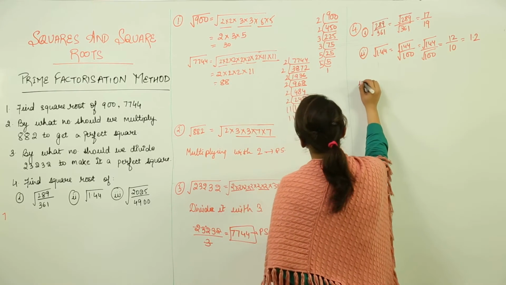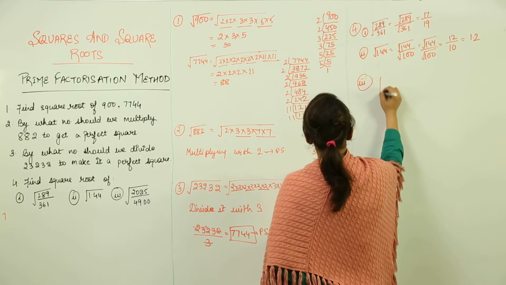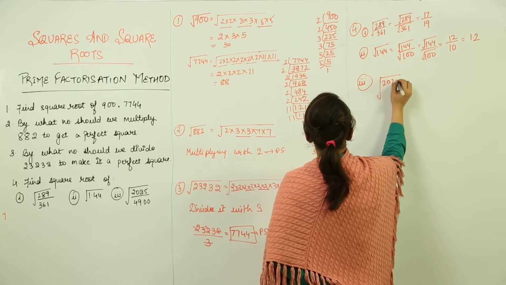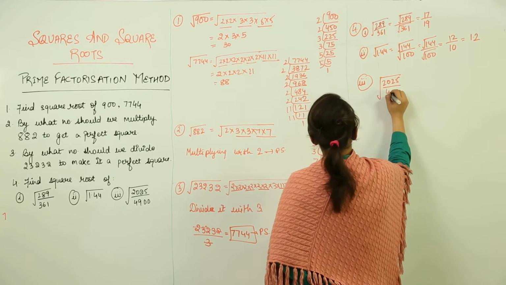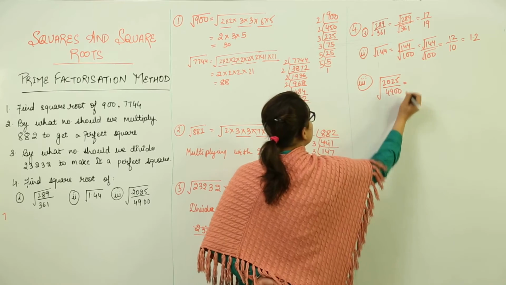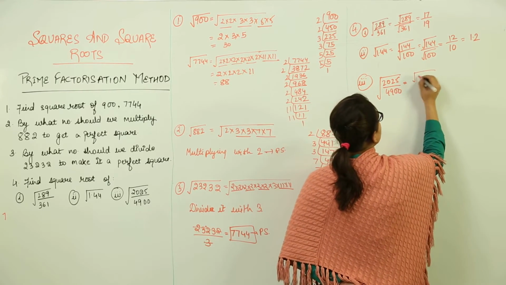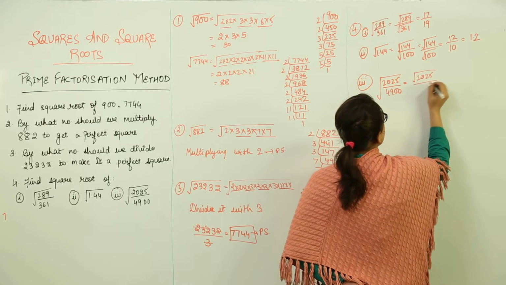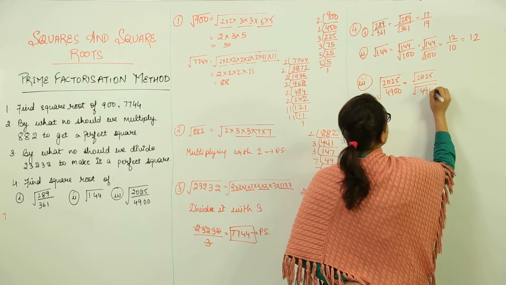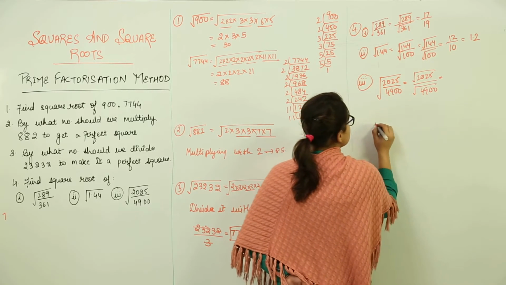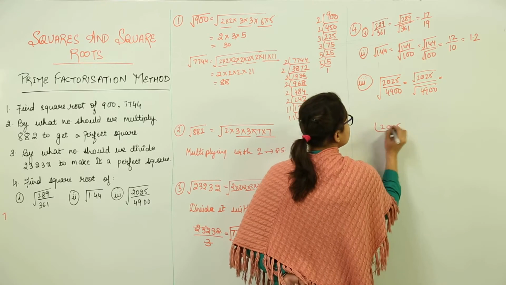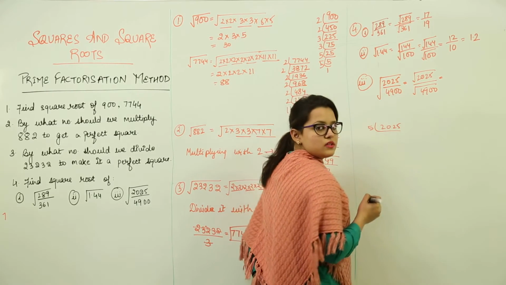Similarly, move to the next question. It says you have to find the square root of 2025 upon 4900. Now what you do is find the square root of 2025 separately, and the square root of 4900 separately, and write the answers. So let us find the square root of 2025. It will make factors with 5 only.